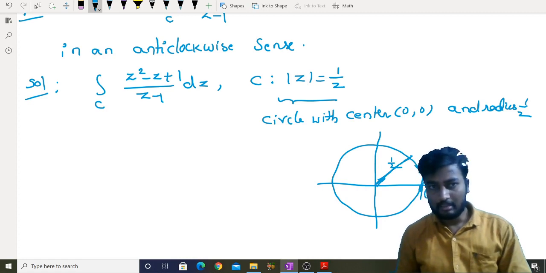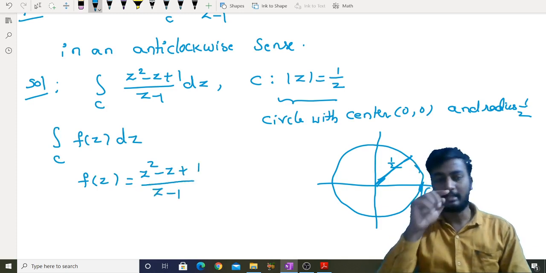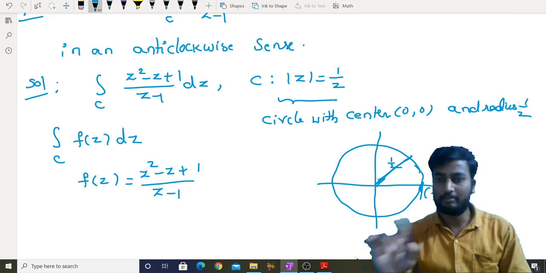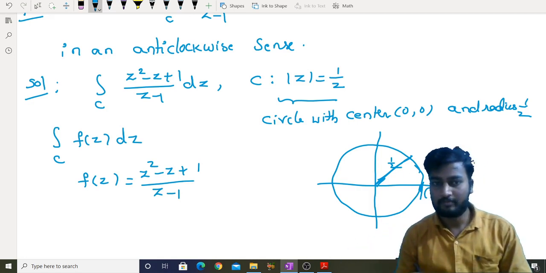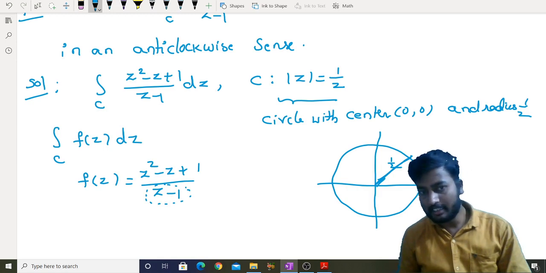Now compare with the integral over C of f of z dz, where f of z is (z square minus z plus 1) by (z minus 1). Now we need to check whether the function is analytic within that circle region or not. There is only one difficulty, which is when z equal to 1. When z equal to 1, this function becomes infinity. Now check whether z equal to 1 lies inside or outside the circle.